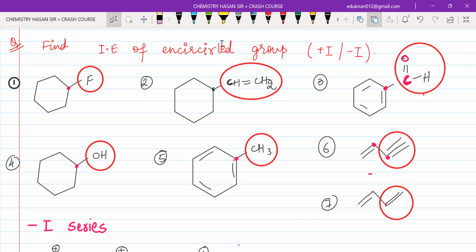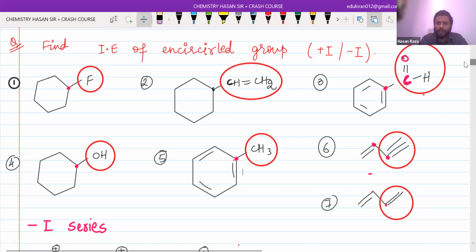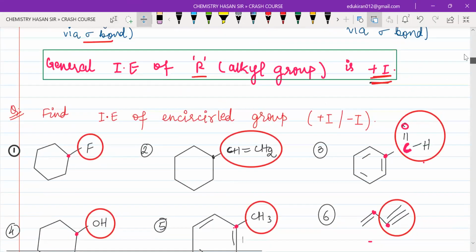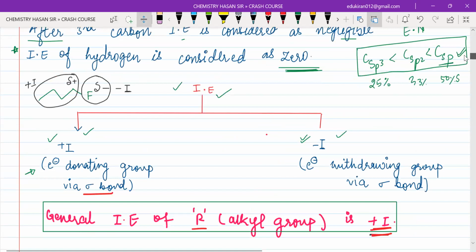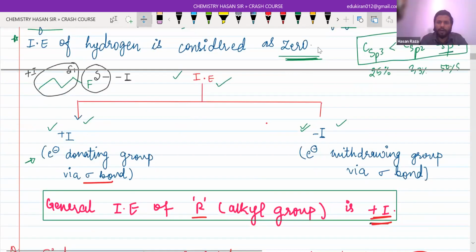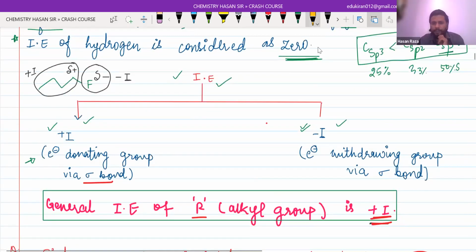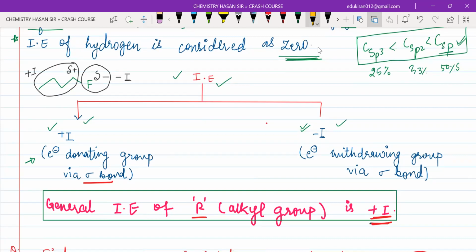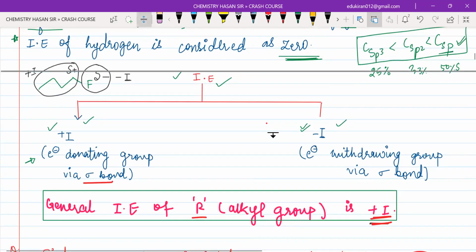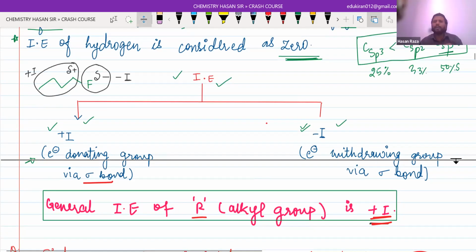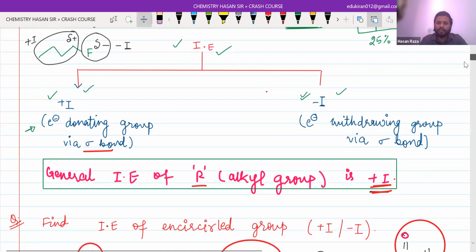Sir, can you scroll up? Scroll up, that means like this. Yes, sir. Are you writing it? No, I just want to see the definition for minus I effect. Okay, minus I: if some element has negative charge, that means it took electron, gained electron, withdrew electron. And plus I means donated. Can I change the slide now?